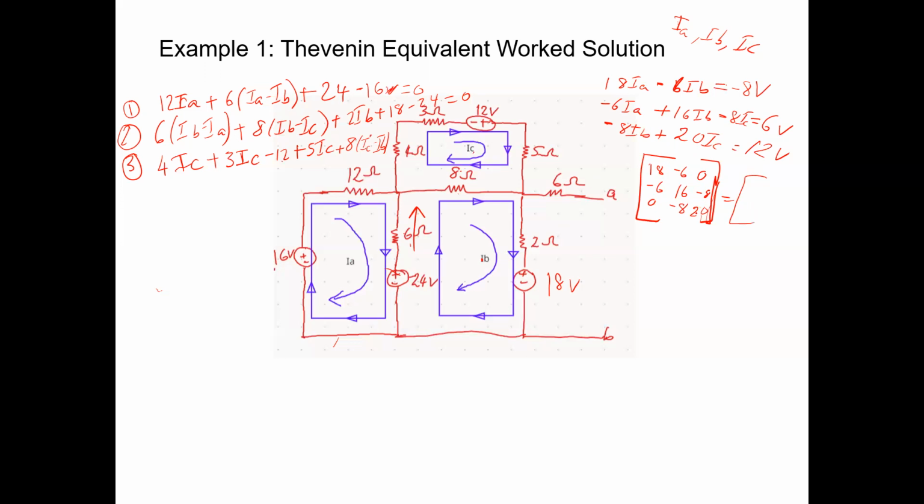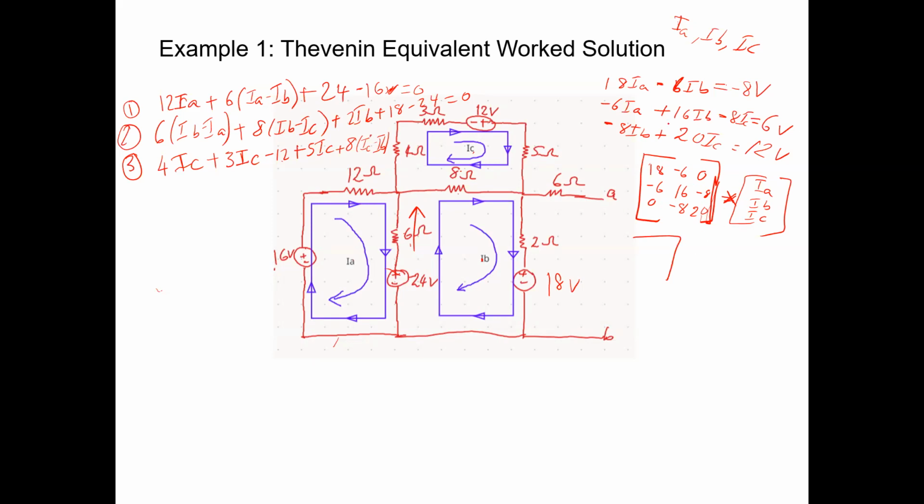Then that means we have to multiply this one by IA, IB, IC, because we just make it in this form basically. How does this work? So if I multiply IA times, like in matrix, we have to go this way, okay? 18 times IA, which is 18 IA, minus 6 times IB, minus 6 IB, 0 times IC, which is 0, we don't have anything, okay? And then on here, minus 6 times IA, minus 6 IA, 16 times IB, 16 IB, minus 8 times IC, minus 8 IC, okay? Similarly on here, we don't have any IA, so 0 times IA is 0, minus 8 times IB, minus 8 IB, 20 times IC, 20 IC, okay?